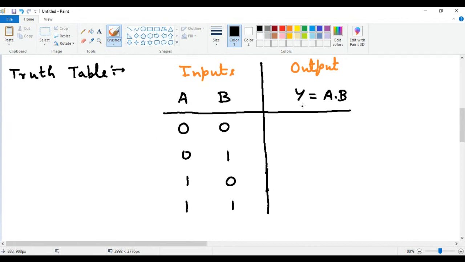So 0 0 means 0 dot 0. How are we calculating the output? By A dot B, meaning the product of all the inputs. So 0 dot 0 means 0 multiplied by 0 will be 0. In the second case, 0 and 1 are the inputs, so 0 multiplied by 1 is also 0, and in the third case 1 0 is also 0, and in the last case 1 1 is equal to 1, right? So these are the 4 cases that are possible.